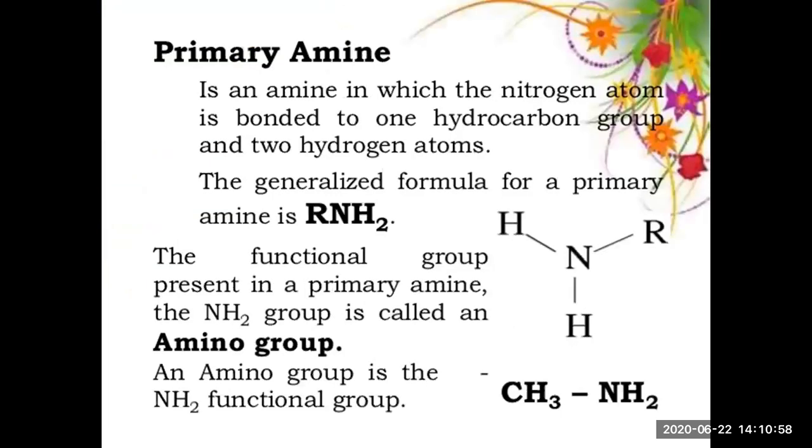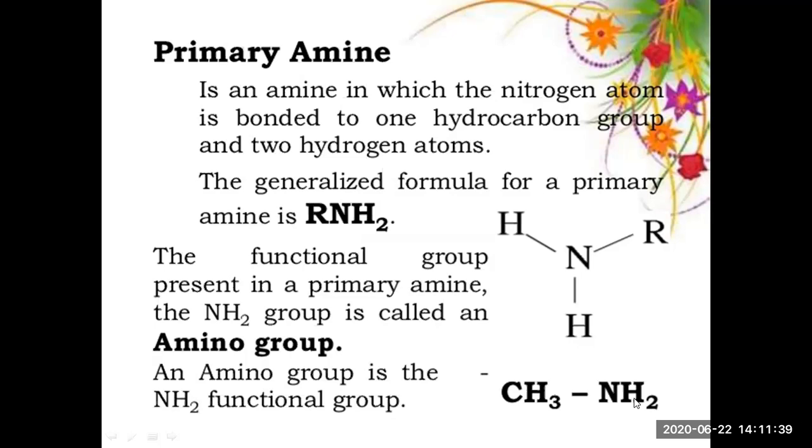Next is primary. A primary amine is an amine in which the nitrogen atom is bonded to one hydrocarbon group and two hydrogen atoms. The generalized formula for a primary amine is RNH2. Here the functional group N is inside, with two hydrogens, and the third is any compound of that nature. The functional group present in a primary amine, the NH2 group, is called the amino group.